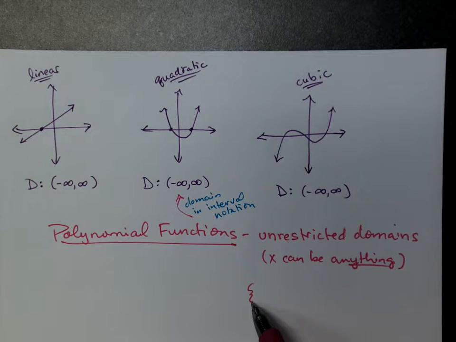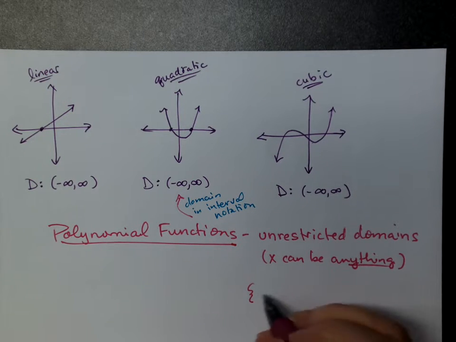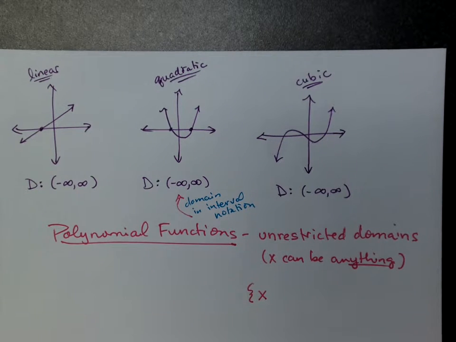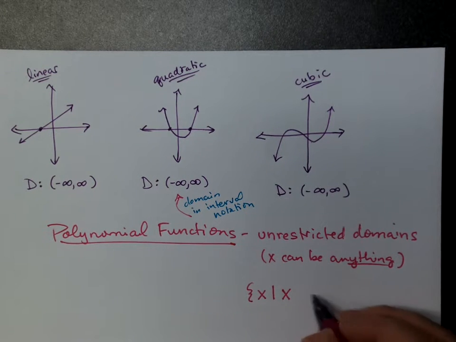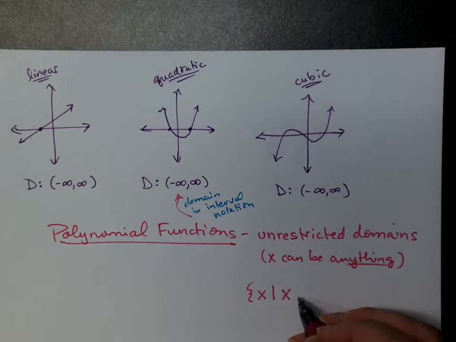We still open with a brace. And we say our set, our domain, is all x's such that. The straight line just means I'm about to give you a rule. It's all x's such that, as long as it follows the rule I'm about to give you. First, x must be a real number. Okay, so no imaginary numbers. That's sort of a given. We always assume x is a real number.